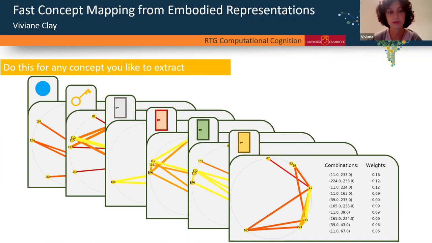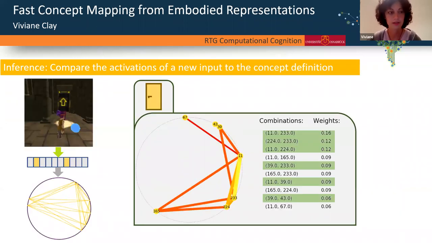For example, here I do it for 4 different types of doors, keys, and the time orb. I have all these concepts extracted with 5 examples each. And in order to do inference, you can then take a new image, look at the activations in the network, and look at which of the activations from the concept definition are present in this image.